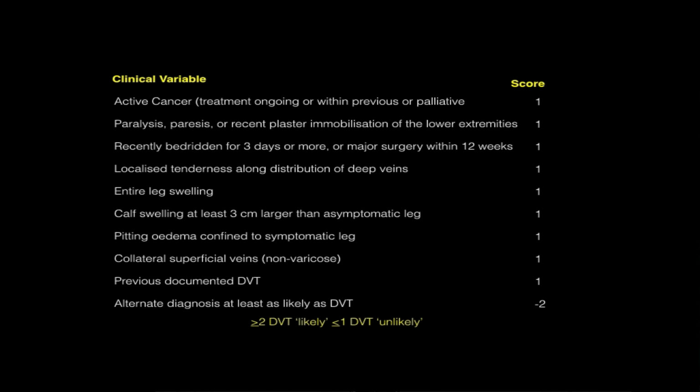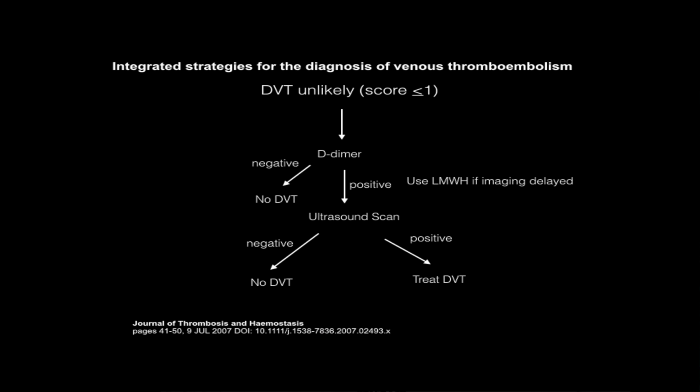The diagnostic algorithm based on the Wells score is shown here. Patients in whom a diagnosis of DVT is being considered, with a score less than 2, have a D-dimer blood test. If the D-dimer is not raised, i.e. it's negative, the diagnosis of DVT may be safely excluded. Those with a raised D-dimer, i.e. positive, require an ultrasound scan.